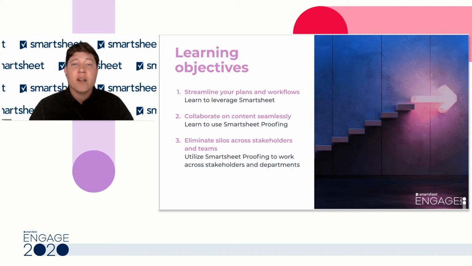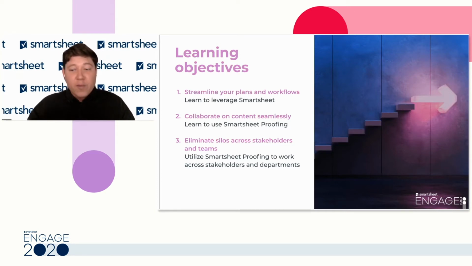Our learning objectives are: how do you streamline your workflows in Smartsheet and your plans on producing content? How do you collaborate seamlessly across all the content you're producing, which I'll show you how to do with Smartsheet proofing? And then how do you collaborate with the rest of your organization through that review and approval process, which I will also show with proofing, and how you can manage that external review and approval process that every team has to go through with different stakeholders.